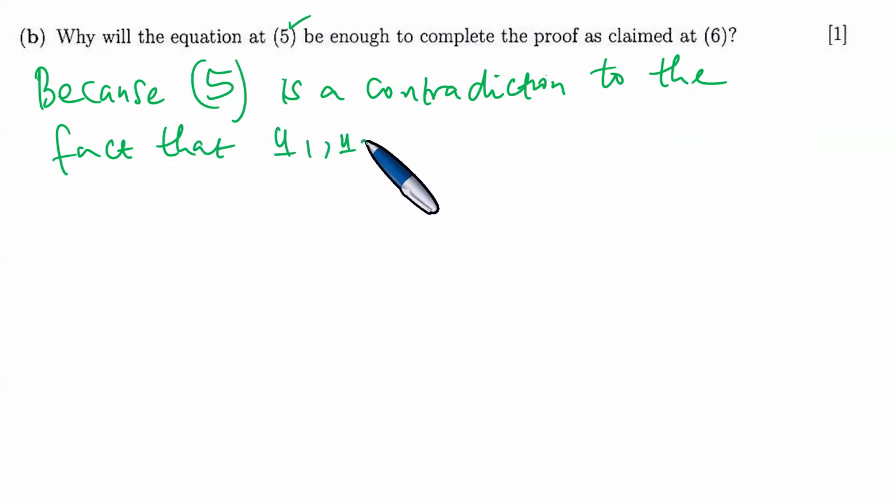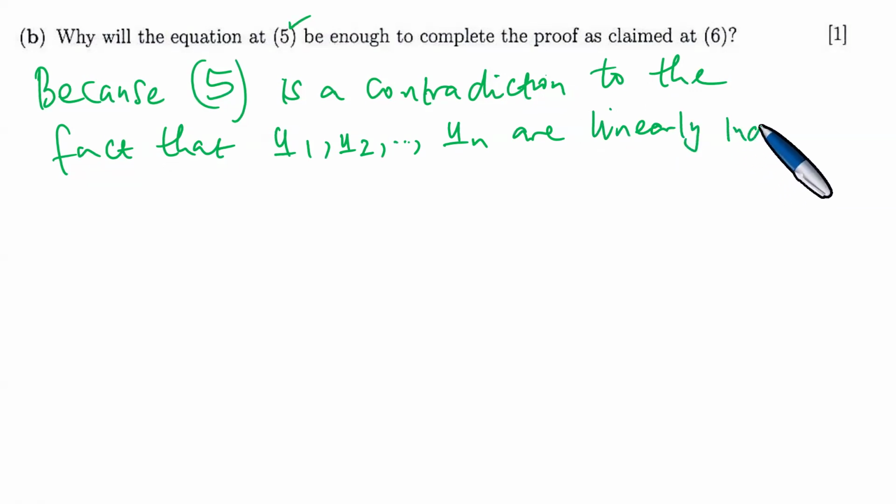U1, U2, UN, because they are from a basis, these are linearly independent. Yes, because they are from a basis, they are independent. And therefore, once again, it will be problematic to then say that not all the scalars are 0.